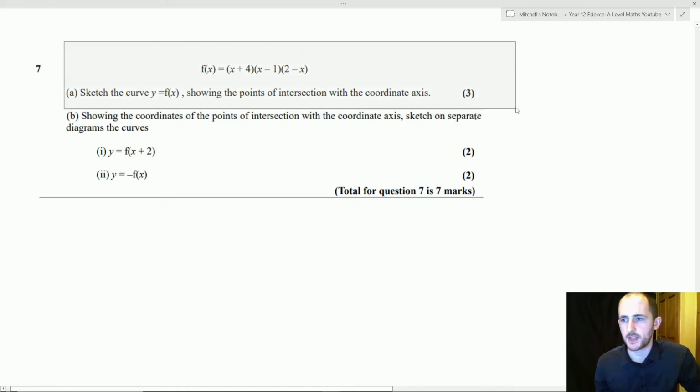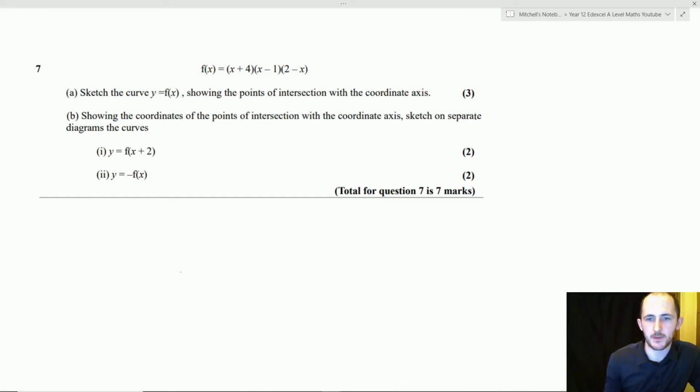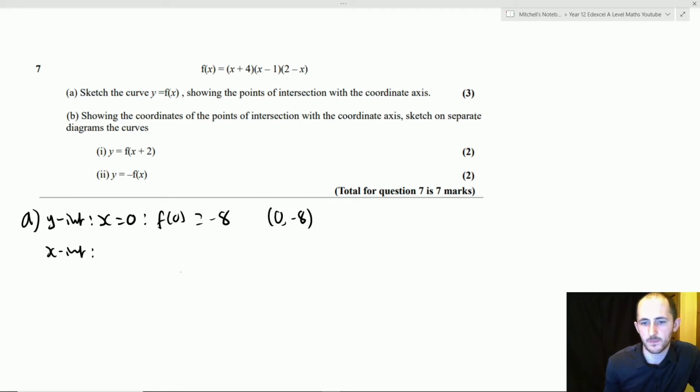So once again, sketch this curve, 3 marks. We should be fairly okay with doing this now. If I want the y-intercept, which again is the easiest, we're subbing in x equals 0. So we have plus 4 times minus 1 is minus 4, times 2 is minus 8. So our y-intercept is 0, minus 8. For the x-intercept, which is when f of x equals 0, or y equals 0, whichever one you want to call it, all we're looking at is x plus 4, x minus 1, 2 minus x, so be careful, they've written this backwards, equals 0.